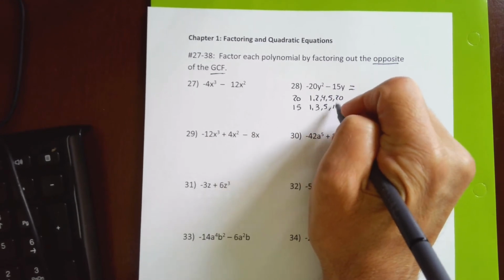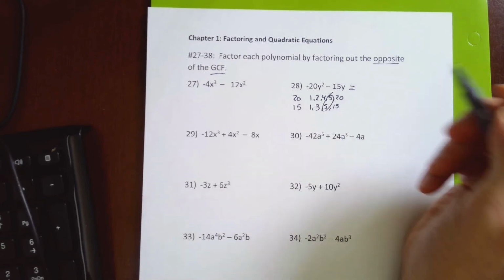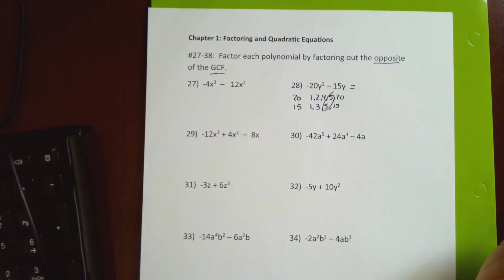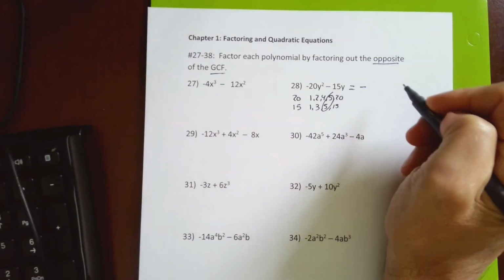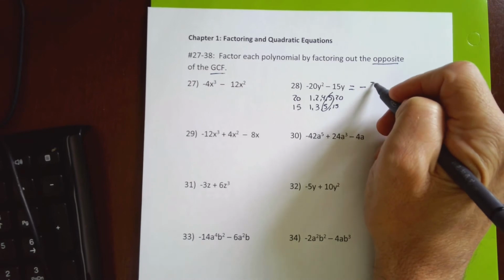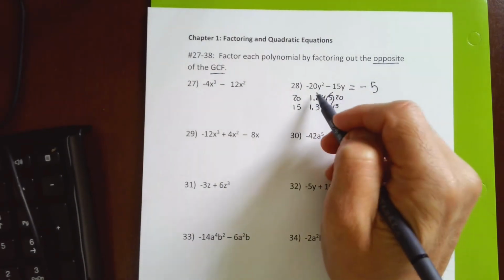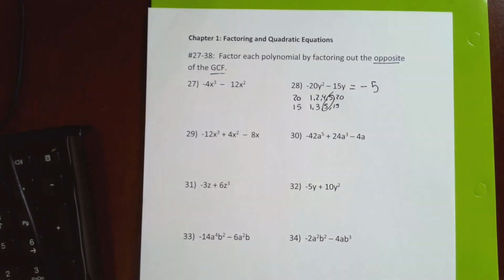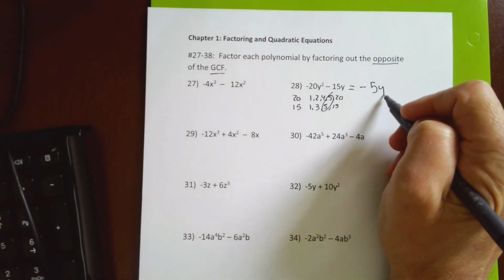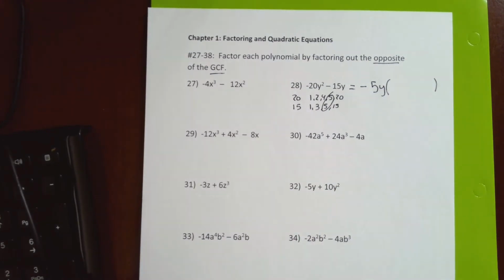The greatest common factor of the numbers is 5. So I'm going to factor out the greatest common factor, but I'm going to find the opposite of it and make it negative. So I'm going to factor out a negative, which is the opposite of the GCF. The GCF would have a 5 for the number, and both terms have a y, and the smaller exponent is y to the first. When I factor out the opposite and the GCF, I need to change the signs.